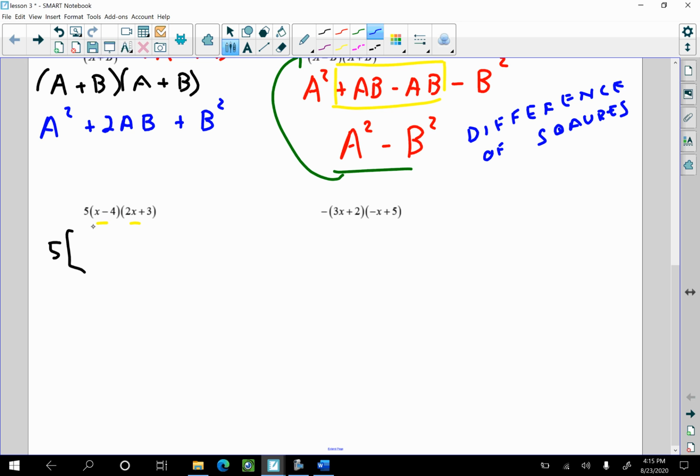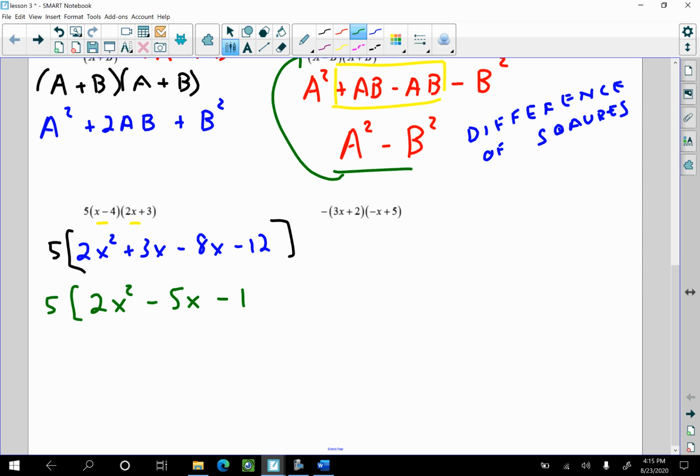That's going to be x times 2x is 2x squared. X times 3 is 3x. Negative 4 times 2x is negative 8x. Negative 4 times 3 is negative 12. Close my bracket. Simplify what's inside the brackets. 2x squared, 3x minus 8x is negative 5x, minus 12.